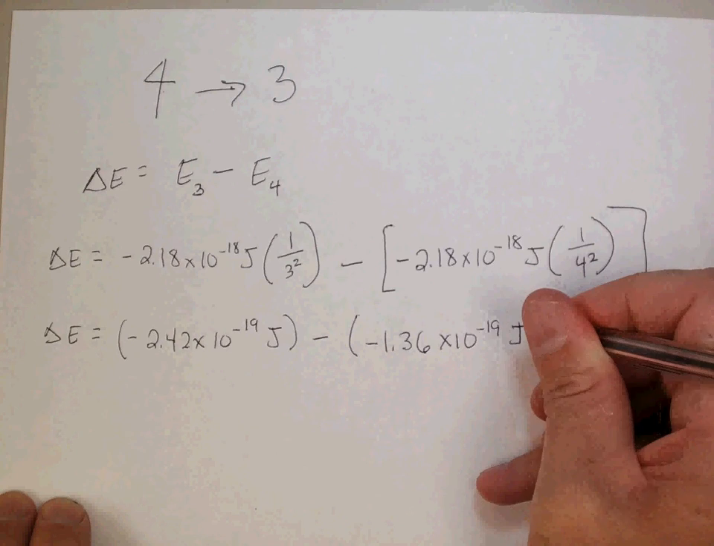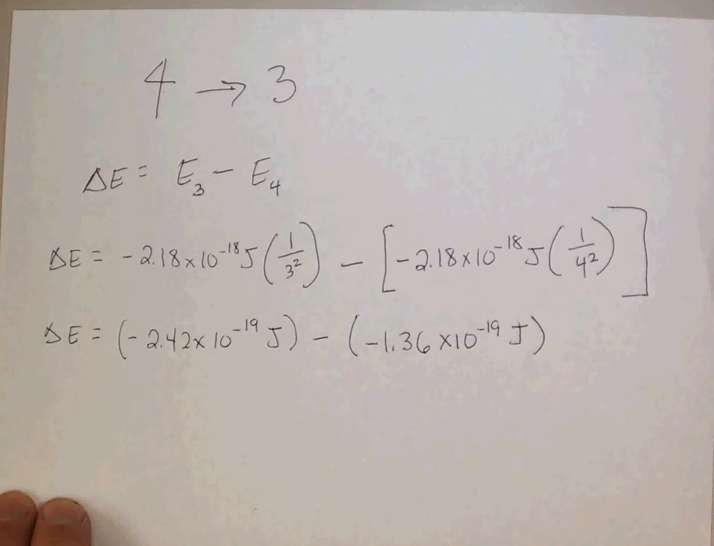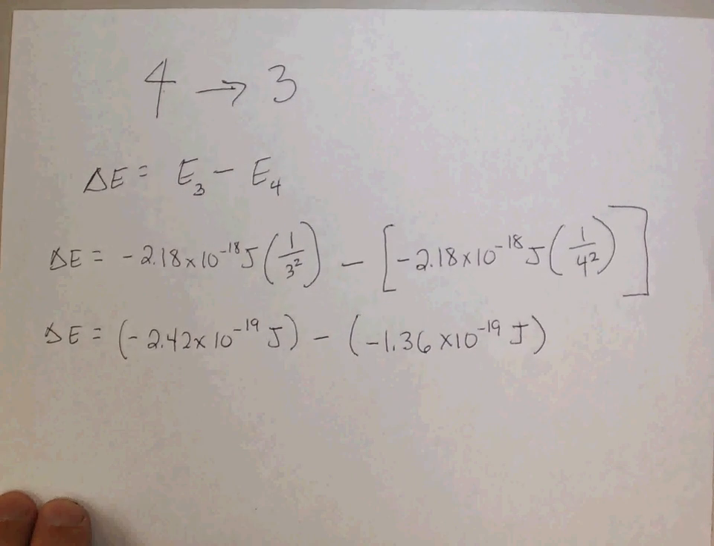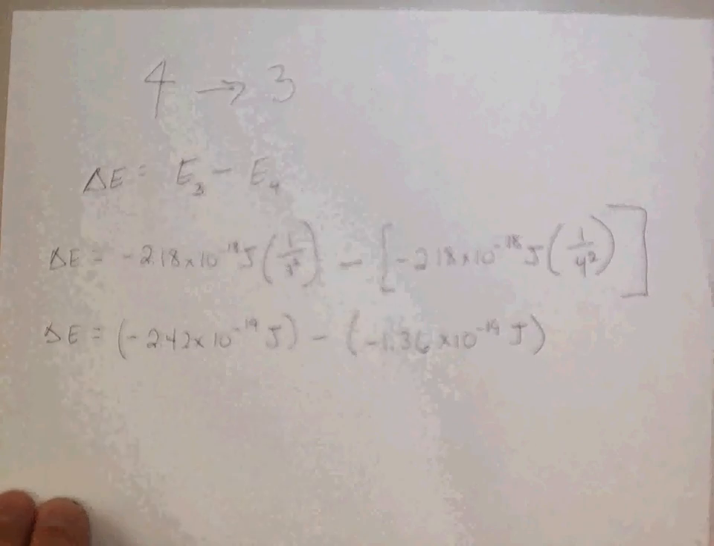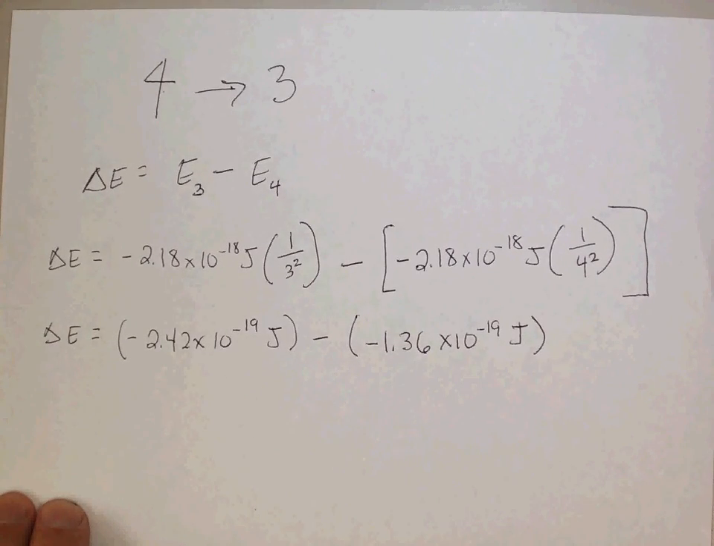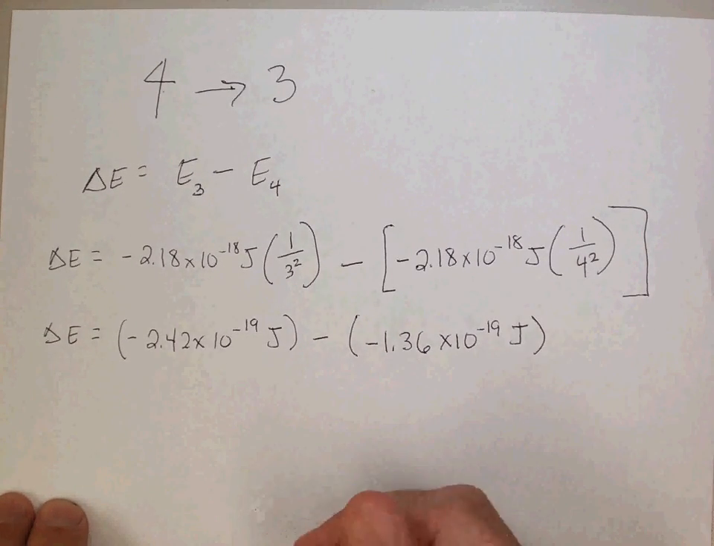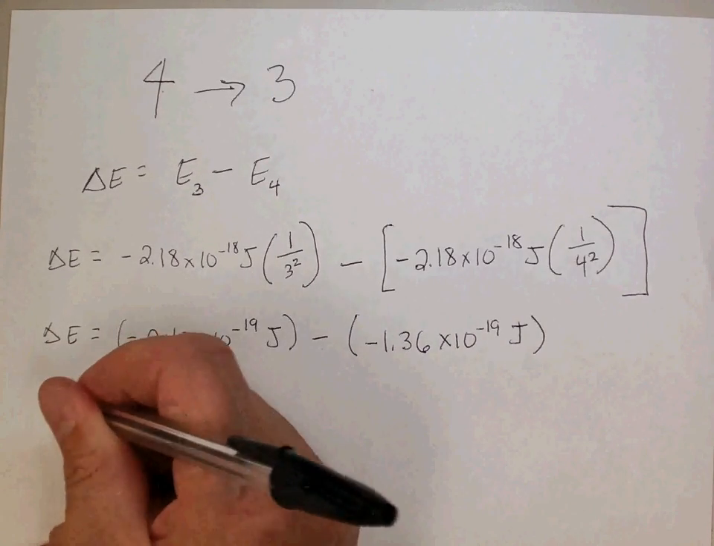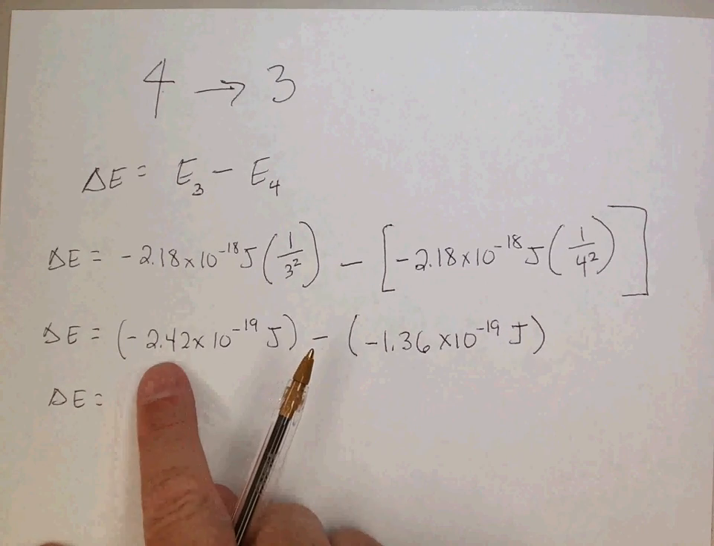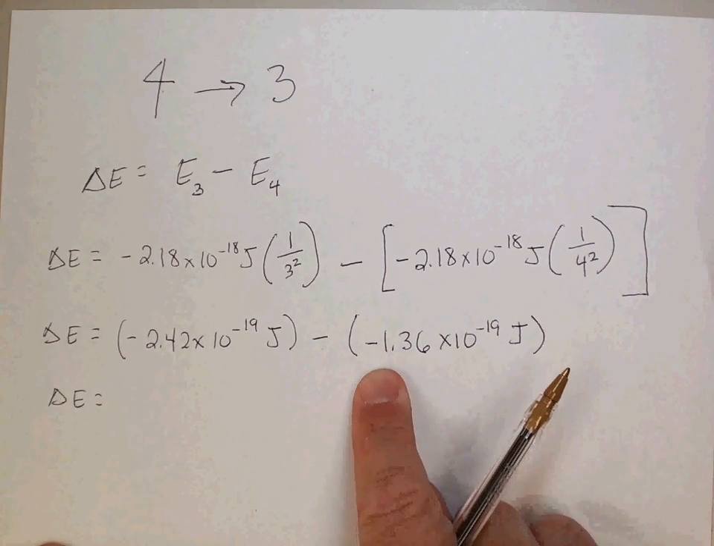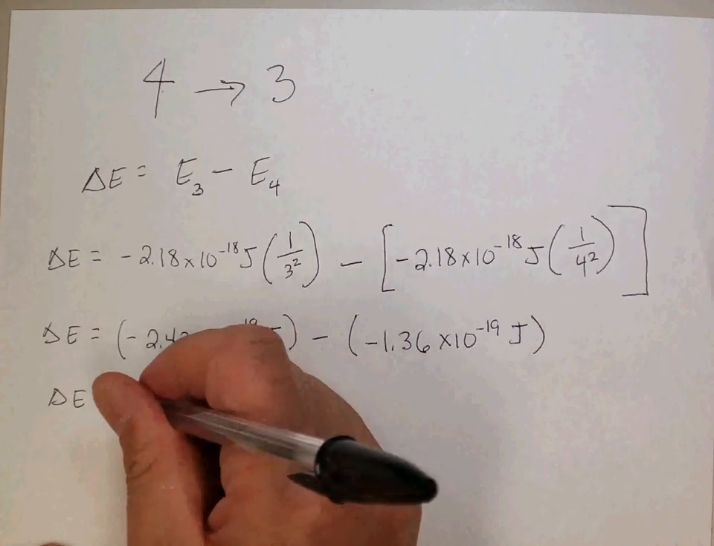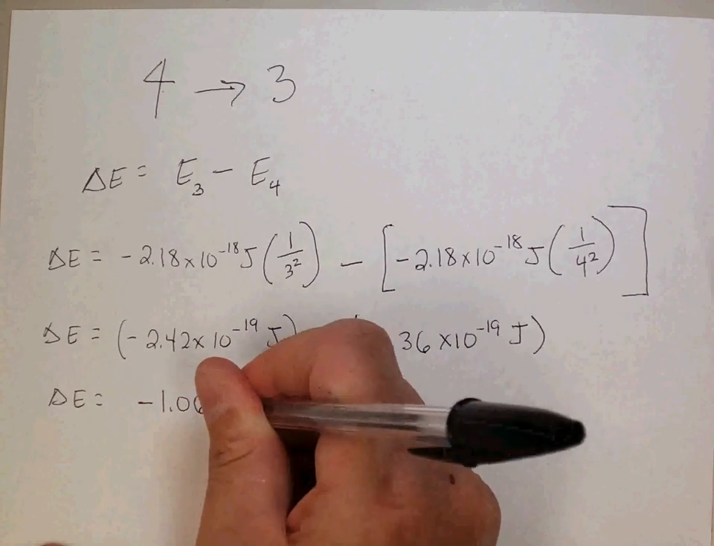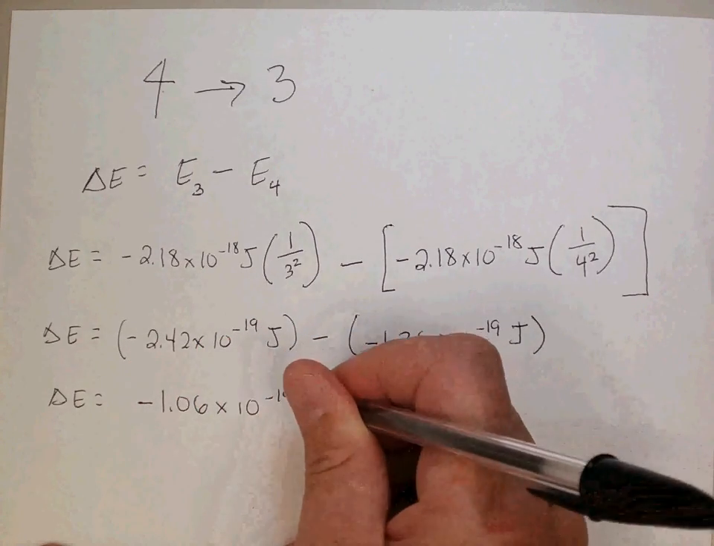You should be checking my work with your calculator as well. Make sure that this makes sense. Then we're going to take these numbers and subtract them. Now this is a negative, so just be aware of that. So delta E is basically equal to this number and then adding this number, and we end up with a negative 1.06 times 10 to the negative 19 joules.